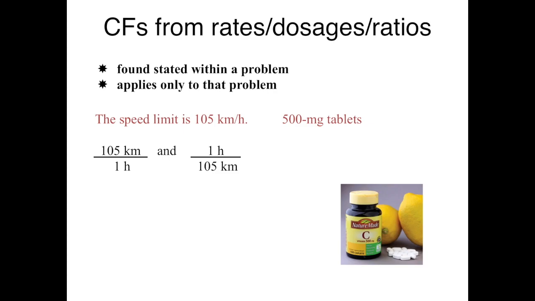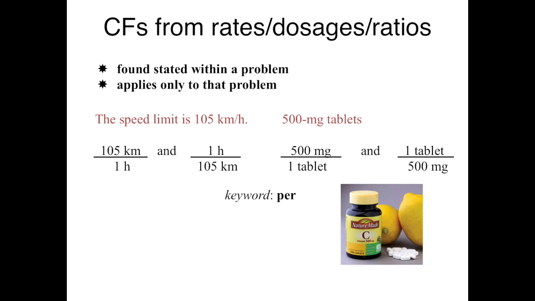Another example of conversion factors derived from stated problems is this, where it says 500 milligram tablet. Now, where is the conversion factor there? When you see this kind of information, you have to know that it means 500 milligrams of something per tablet. So in this case, it's vitamin C. So you can write that it is 500 milligram of vitamin C per tablet, or 1 tablet is equal to 500 milligram of vitamin C.